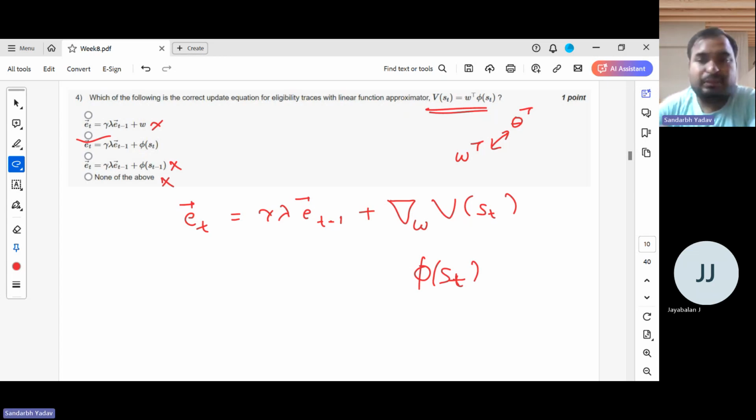So this brings us to the end of section 1. If there is any doubt in any of the questions, you can ask me. Otherwise, I'll move to the next segment, which is problem solving.